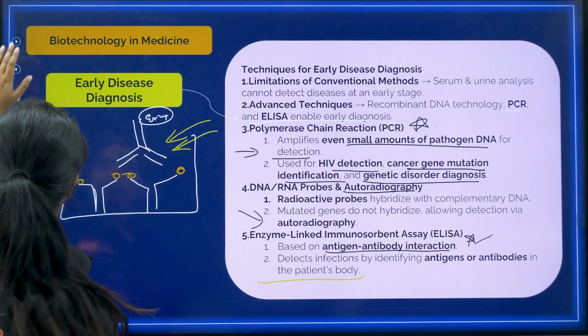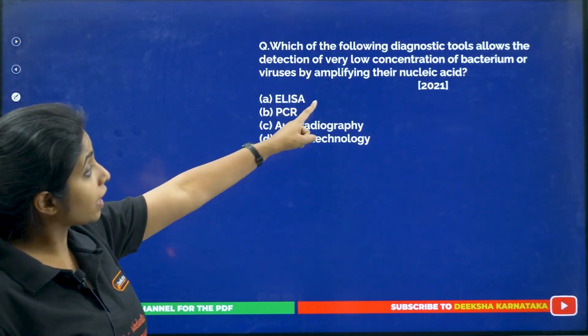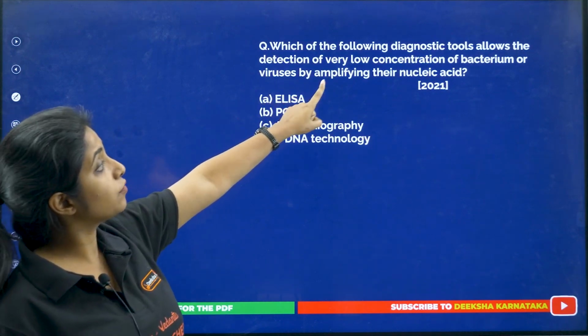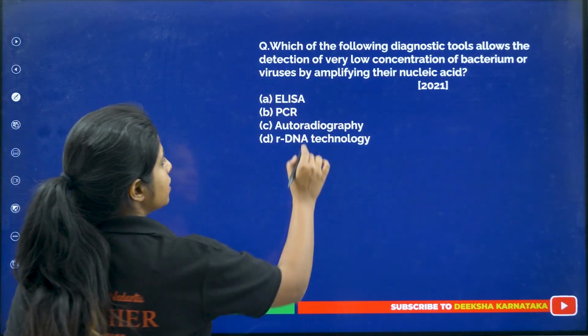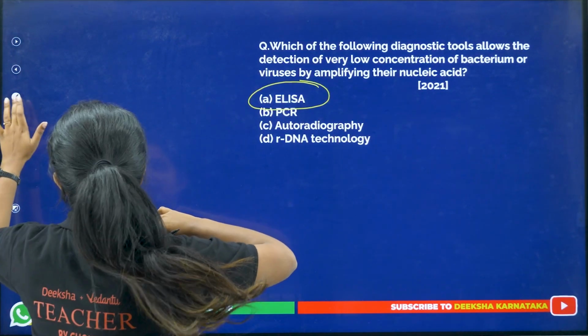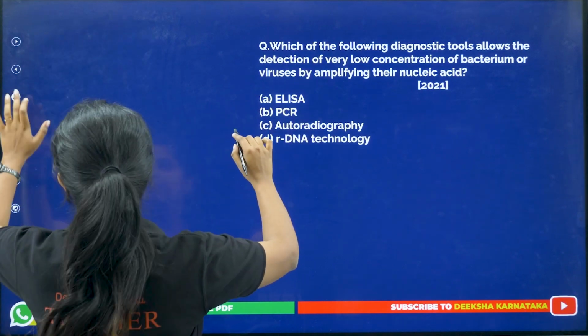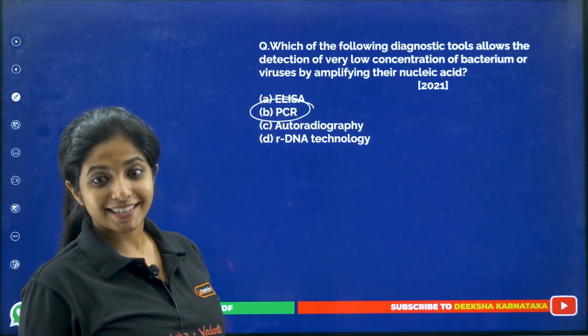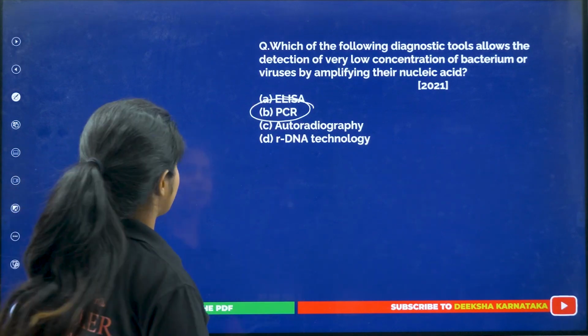Now, which of the following diagnostic tools allows detection of very small concentrations of bacteria or viruses by amplifying the nucleic acid? I told you. What is it? It is ELISA. Sorry, it is PCR. Small traces, it is PCR. Polymerase chain reaction amplifies it. This was a 2021 question.